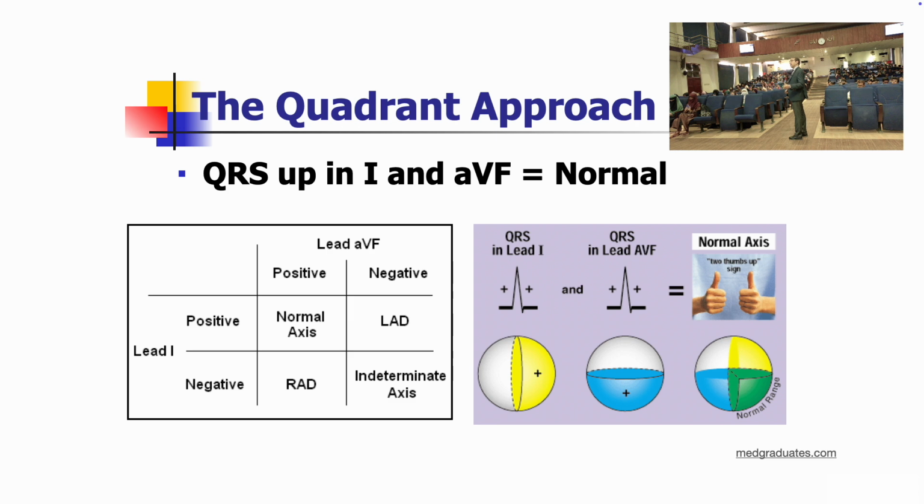If lead 1 is positive and AVF is negative, that is AVF is downward, this is left axis. If lead 1 is negative and lead AVF is positive, this is right axis. If both are negative, this is indeterminate axis. So this is how we calculate the electrical axis. If both 1 and AVF are upright, this is normal. If 1 is positive and AVF is negative, this means this is left axis deviation.